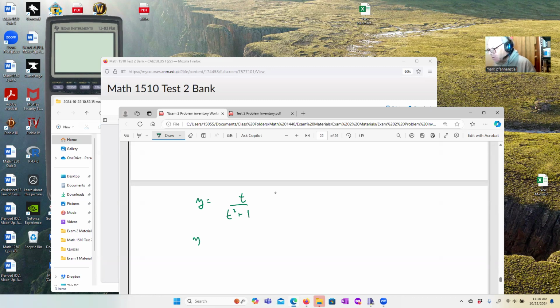So the first thing we do is take a derivative. I want the derivative of the top times the bottom, minus the top times the derivative of the bottom, all over the bottom squared, t squared plus 1 squared. Don't ever FOIL this out. Just leave it alone. We're going to set this thing equal to 0.